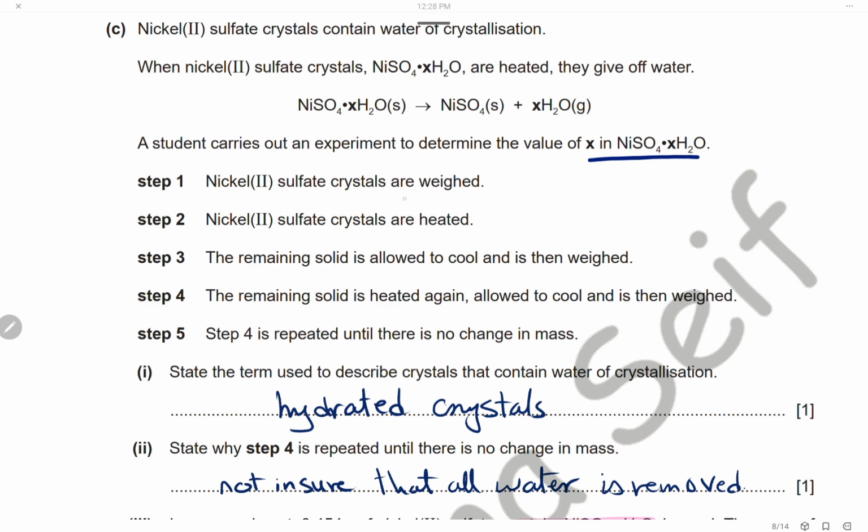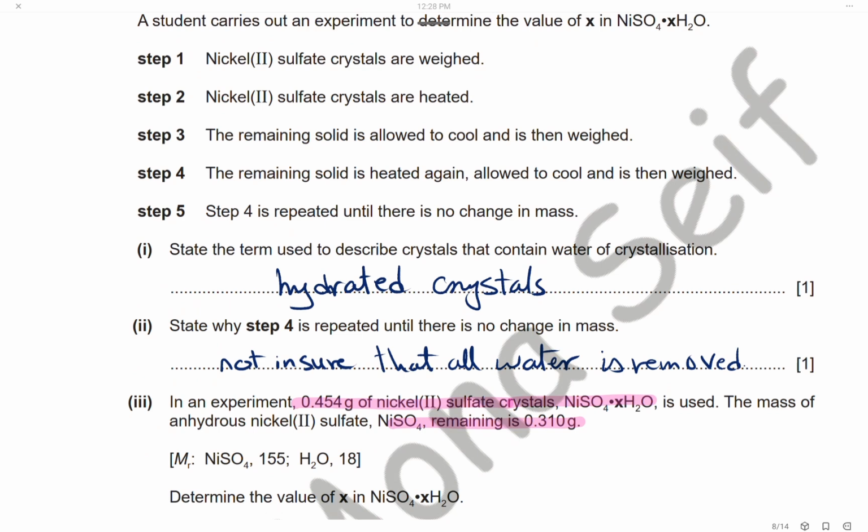First, he weighs the nickel sulfate, then the nickel sulfate crystals are heated. The remaining solid is allowed to cool and then weighed again. The remaining solid is heated and allowed to cool, then weighed, and he repeats the experiment until there is no change in mass. State the term used to describe the crystals that contain water of crystallization. As we've just mentioned, the crystals are called hydrated crystals.